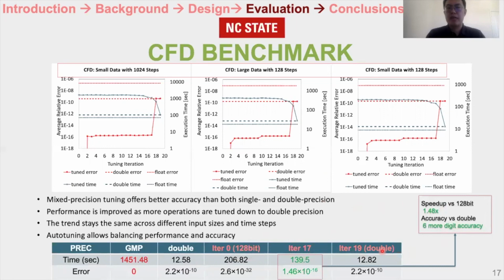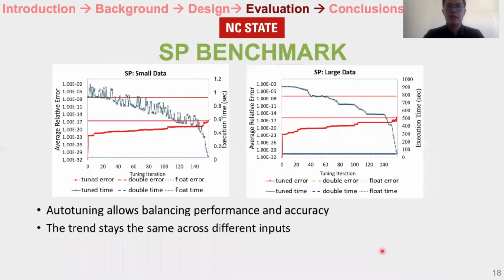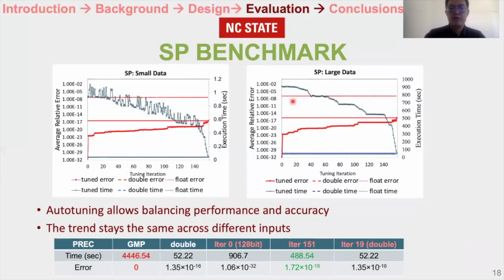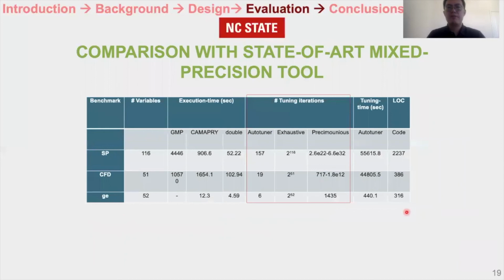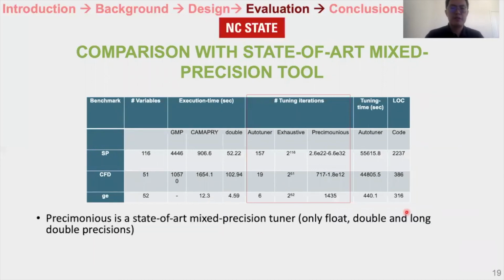And then users can choose any intermediate precision tuning results based on their own needs for performance and accuracy. For SP, you can see they have the same balanced performance-accuracy trade-off, and also the trends stay the same between small and large data inputs. And also for the mixed precision tuning, we can see for iteration 151, we can achieve 2.5 times speedup compared with the full 128-bit high precision code, and also 2 more digits of accuracy compared with the double precision code.